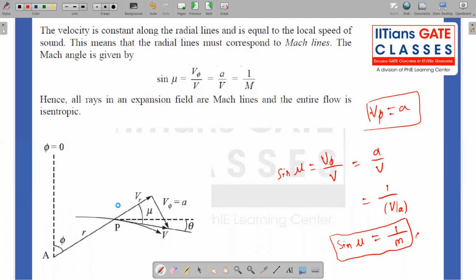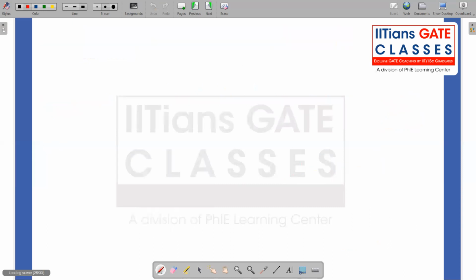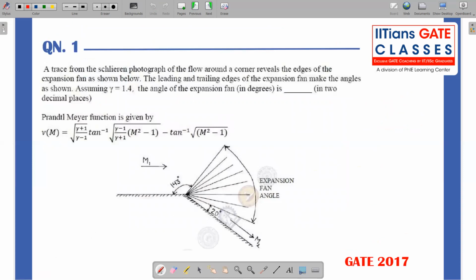Okay, so let us take some questions from previous year GATE, from expansion wave. This question was asked in GATE 2017. They asked that a trace from the Schlieren photograph of the flow around a corner reveals the edges of the expansion fan as shown below. The leading and the trailing edges of the expansion fan make an angle as shown. Assuming gamma to be 1.4, the angle of the expansion fan in degrees is. They ask you to keep your answer in 2 decimal places.